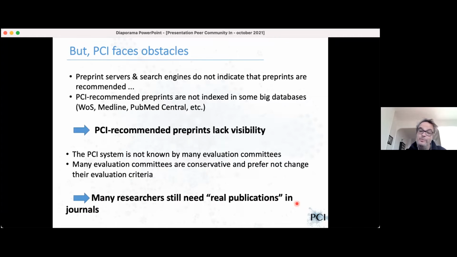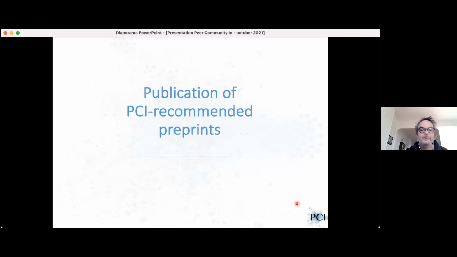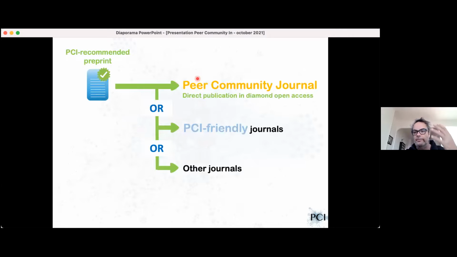And this is a big difference with what I told you the last time. We try to find a way for the authors to publish their PCI recommended preprints. So we have a strategy in 3 points. So you can be happy with the preprint deposited in a preprint server, okay? But if you are not happy with this solution, you can just transfer your article into the peer community journal. So it is a brand new journal that will open very soon, in which there is a direct publication of your PCI recommended preprint, and it is free for the authors and the readers, so it is in Diamond Open Access. So this is the first option.